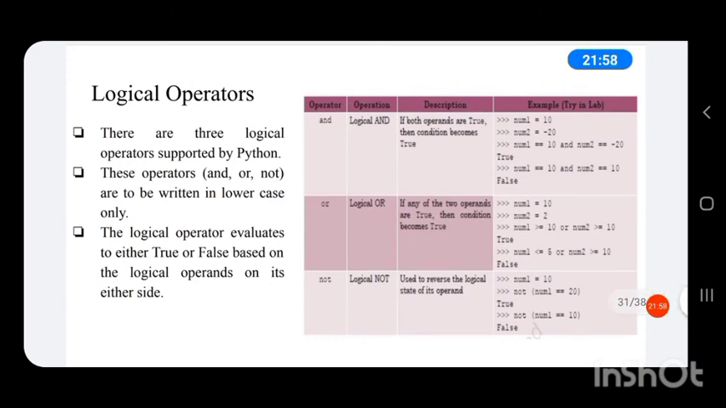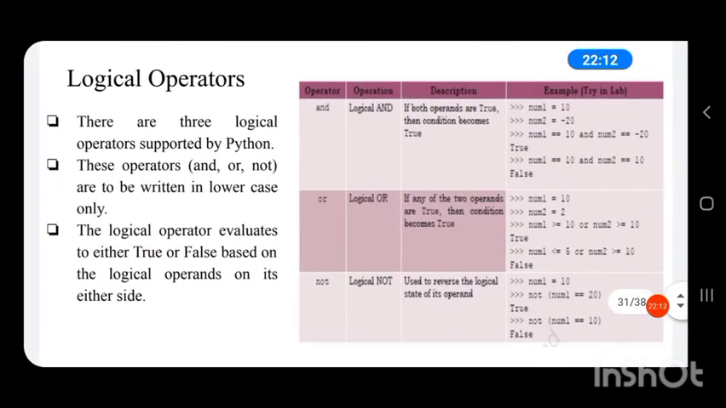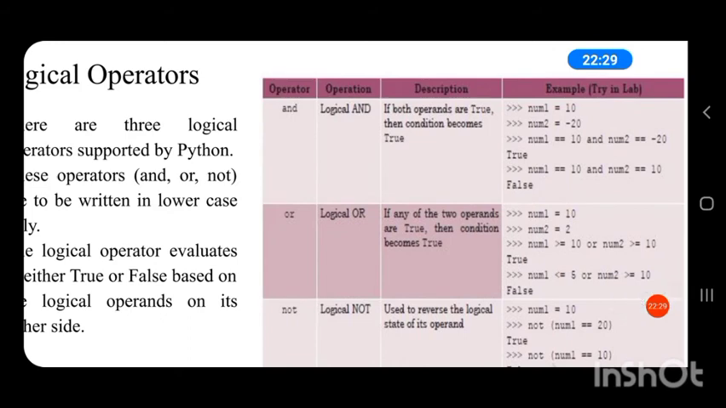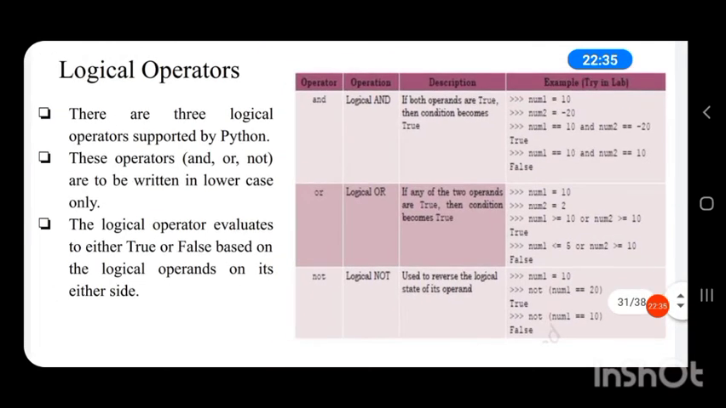Next is logical operator. There are three logical operators supported by Python. These operators are and, or, not. And these are written in lowercase letters. The logical operator evaluates to either true or false based on the logical operands on it. So this logical operator also returns true or false, like our relational operator.